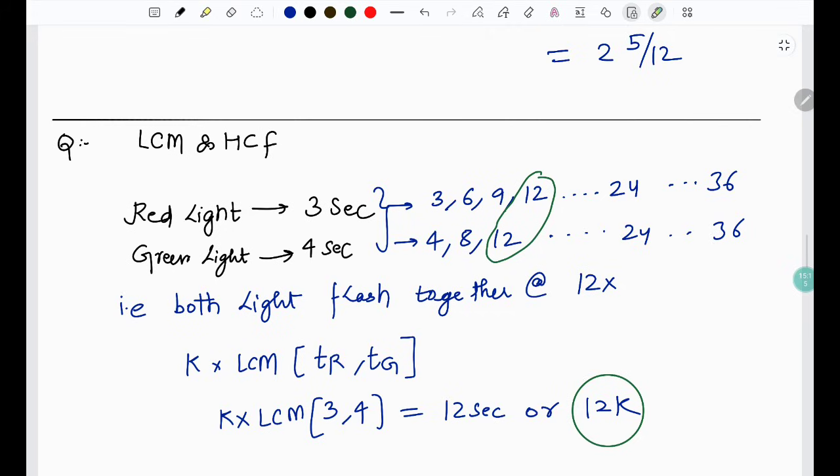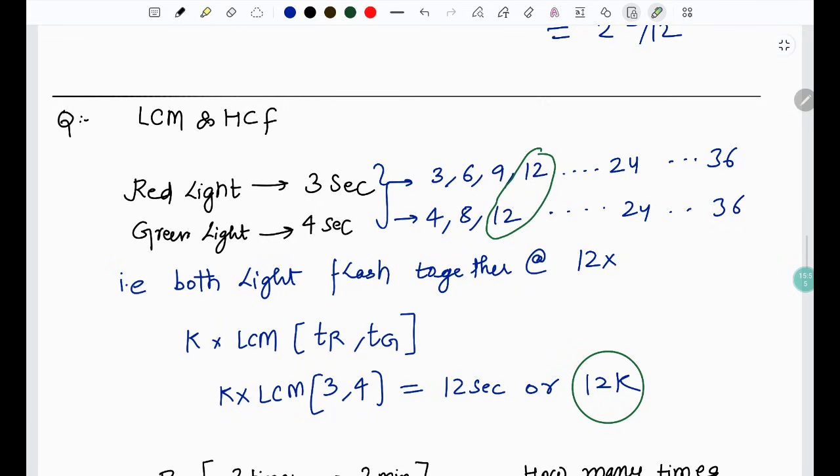And now we have LCM and the HCF as a subtopic. Here is one example where the red light flashes every 3 seconds and the green light flashes every 4 seconds. And if it is asked at what interval do they flash together, we simply have to take the LCM of their individual timings. Since it is flashing every 3 seconds, you see it will flash at 3, 6, 9, 12, and similarly 24, 36, and when both of them reach 12 seconds they will flash together. At 24 they will flash together, at 36 seconds they will flash together.